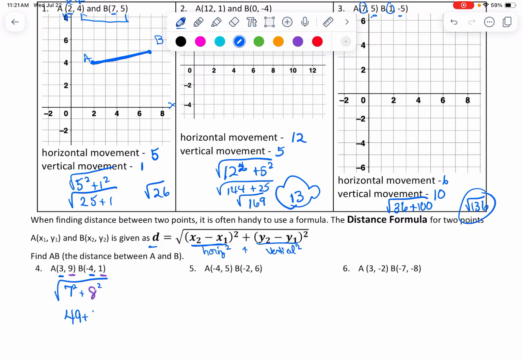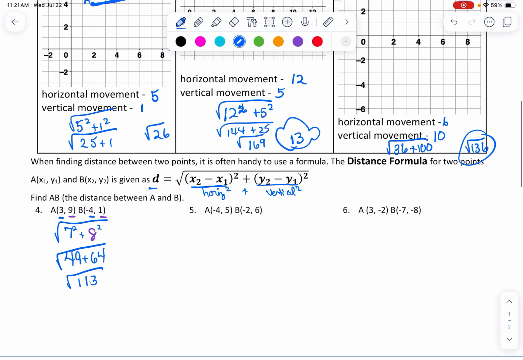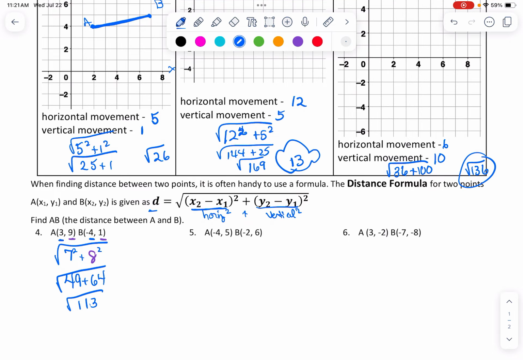49 and 64, and we would get 113 if my mental math is correct, and the square root of 113 would be our answer. Not 113, that's way too much, but the square root of 113. And so there's a few more problems for you to finish off to make sure that you've figured it out.